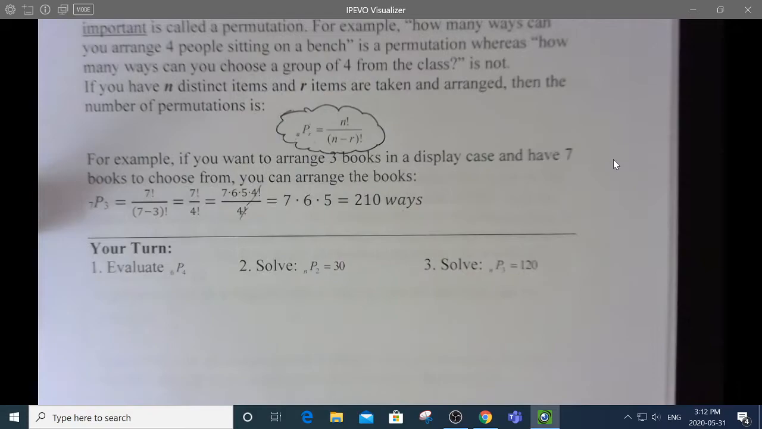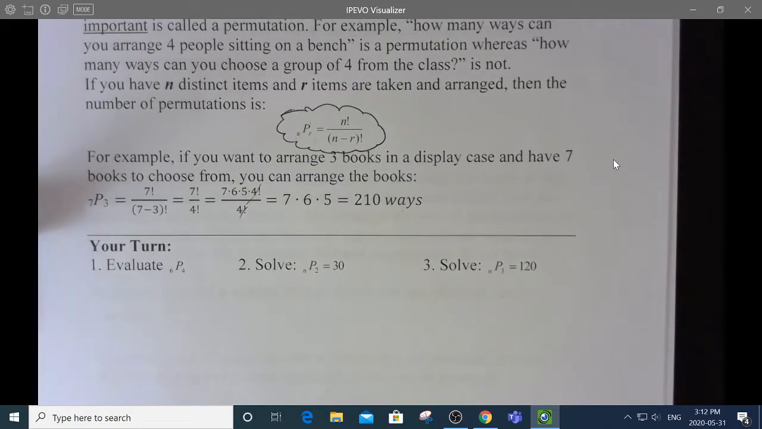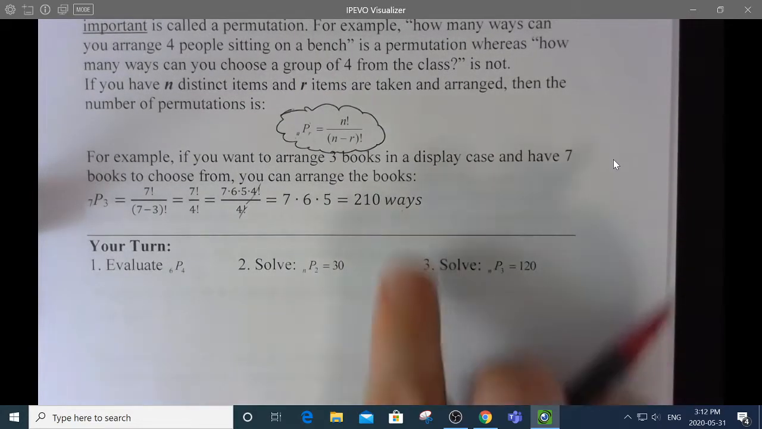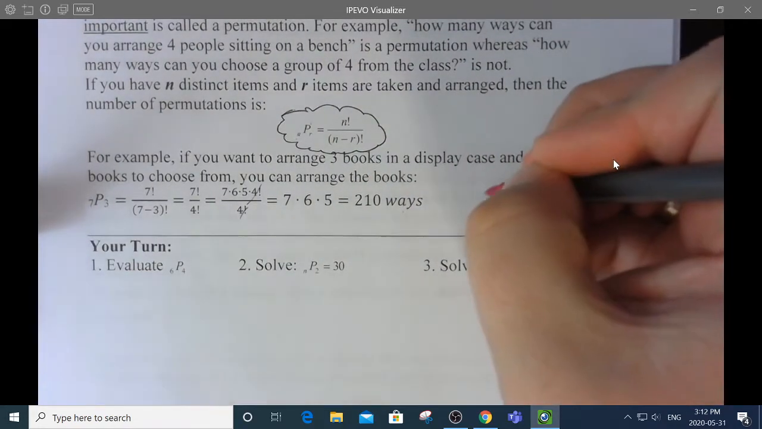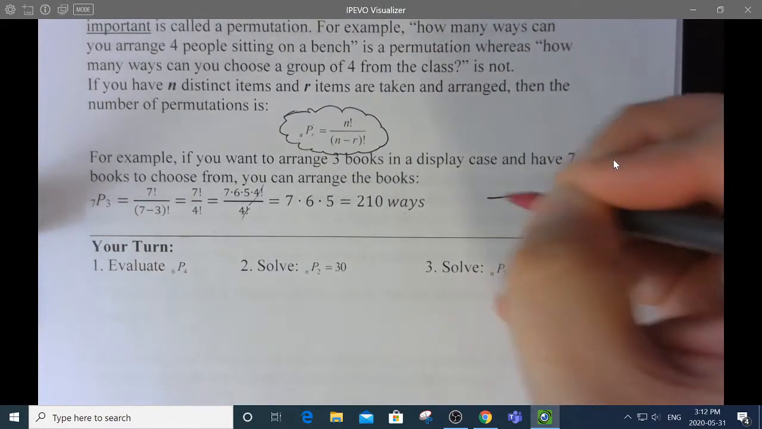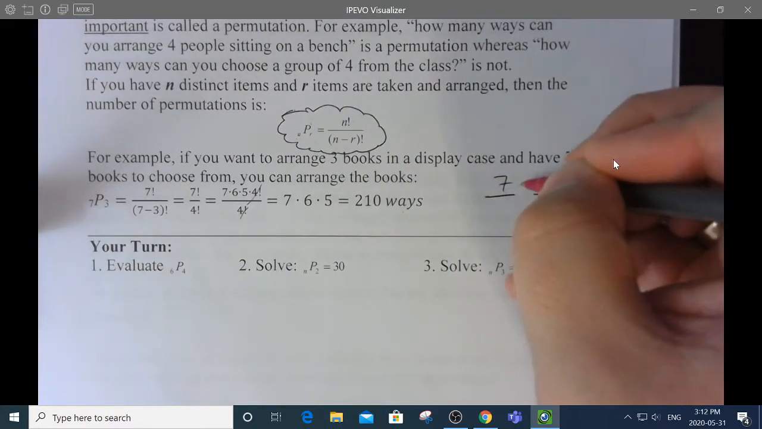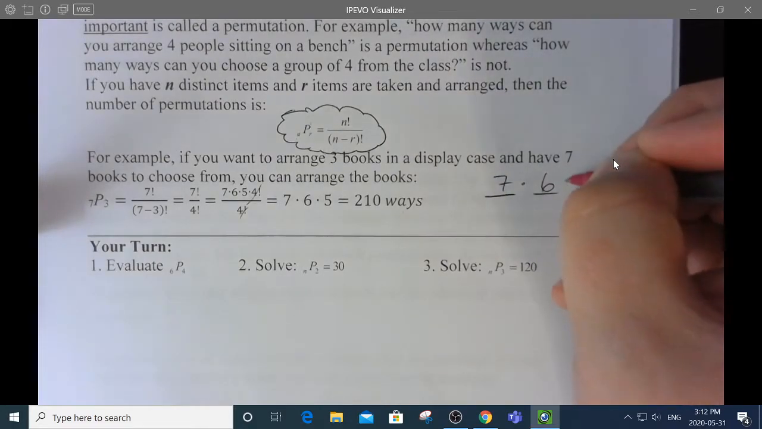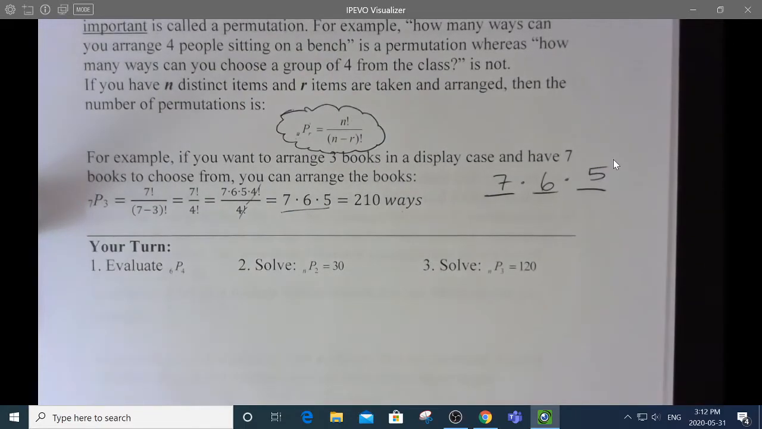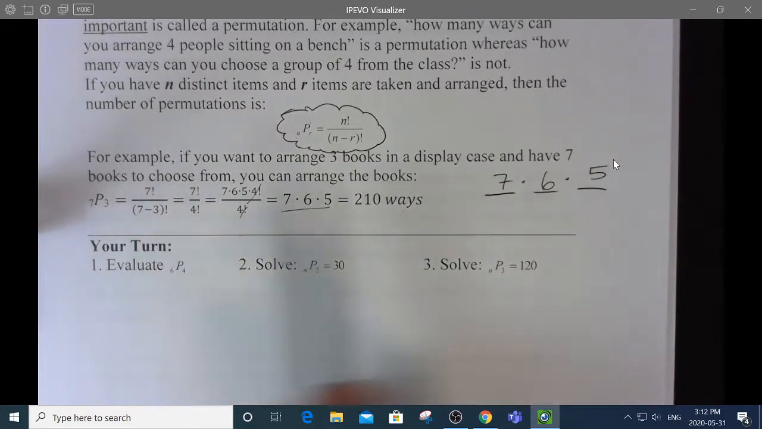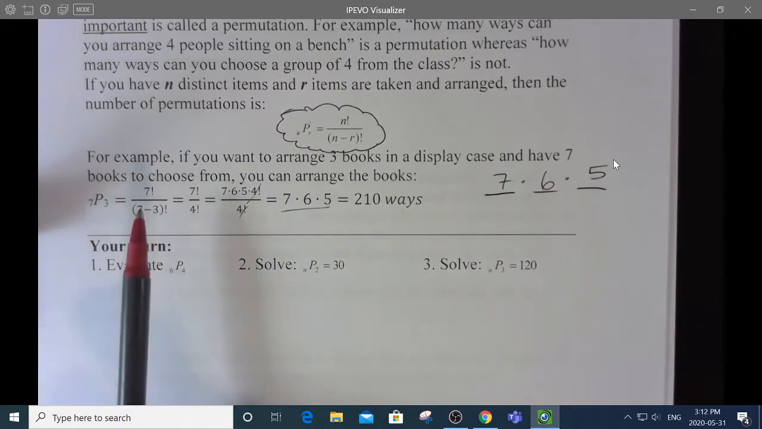Now, I'll point out that I could have done this using just the counting principle too, right? I have 3 books I want to arrange, and I have 7 to choose from. 1, 2, 3, right? There's 7 things I could pick for the first book. There's 6 things I could pick for the second book. There's 5 things I could pick for the third book, which is exactly what we got. Having said that, these questions will start to get complicated to the point where it'll be easier to use this formula than to use the counting principle. The formula is a shortcut for all the counting you'd have to do with the counting principle once the questions get more complicated.